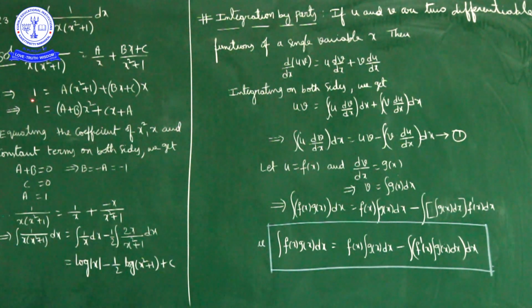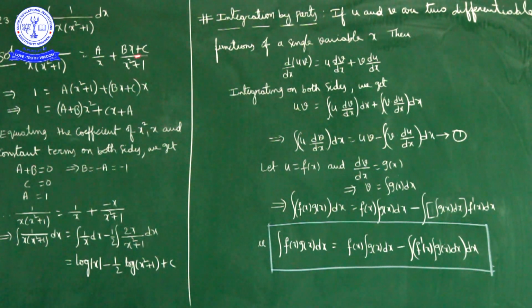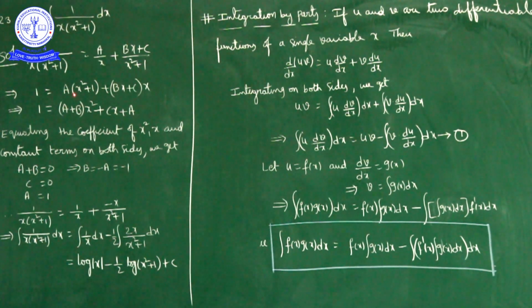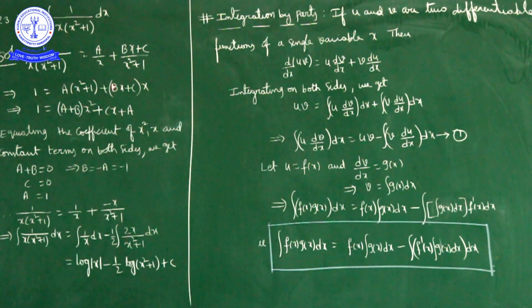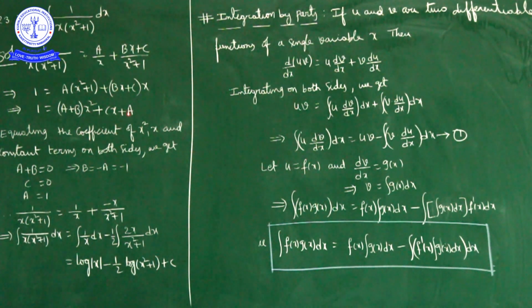So what we get? 1 is equal to A into (x square plus 1) plus (Bx plus C) into x. Okay. Now if we multiply inside, so Ax square plus A, Bx square plus Cx. So overall x square common, so what will we get? (A plus B) into x square plus Cx plus A.